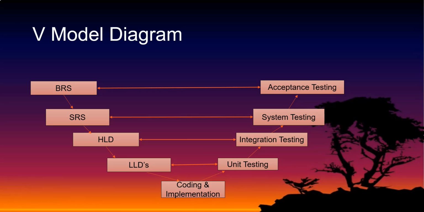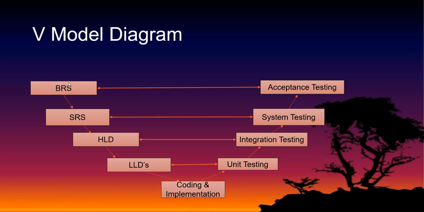It is one of the extensions of the waterfall model, and we follow this model, as I said, just to overcome the waterfall and spiral model disadvantages. Here we are following both SDLC, the software development lifecycle, and STLC, the software testing lifecycle. Here the BRS stands for business requirement specification. As we all know, all the processes start with the requirement. When we get requirements from the client, the business analyst or project manager gathers the requirements and makes a BRS, that is the business requirement specification document.